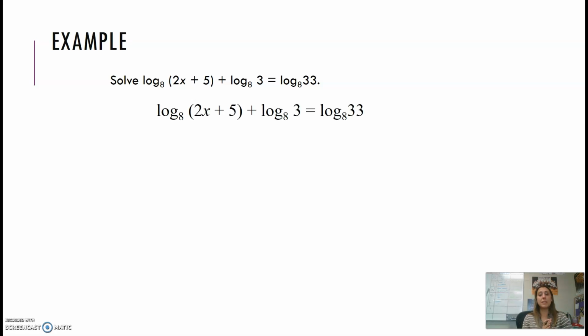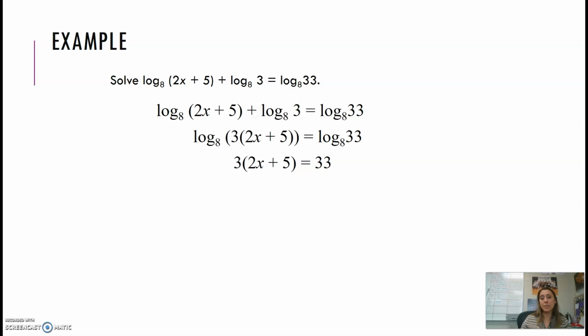Alright, so now we're going to do this one. This is where we're going to condense our logs so that we can have one on both sides. If we have addition right here, then we're actually going to rewrite that as multiplication. That's one of those properties that we know. So when we condense that, we get log base 8 of 3 times (2x plus 5) is equal to log base 8 of 33. For the purposes of this problem, I would say wait to distribute this until you are in the solving stage, because there might be a reason not to.